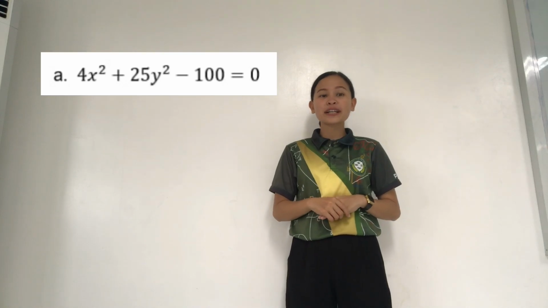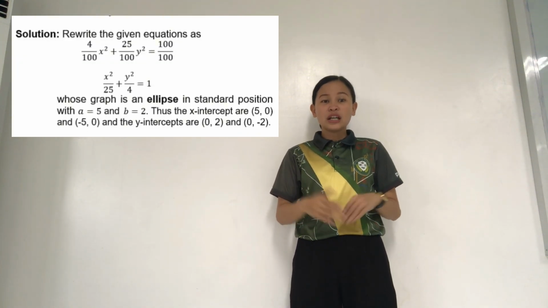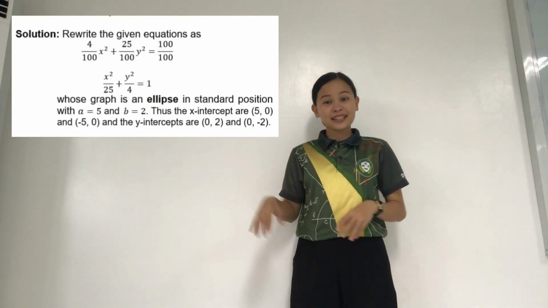Now, you can see the conic sections in the standard form. Let's proceed to identify the graph of the given equations. For number 1, we have 4x squared plus 25y squared minus 100 is equal to 0. Let's rewrite our equation.